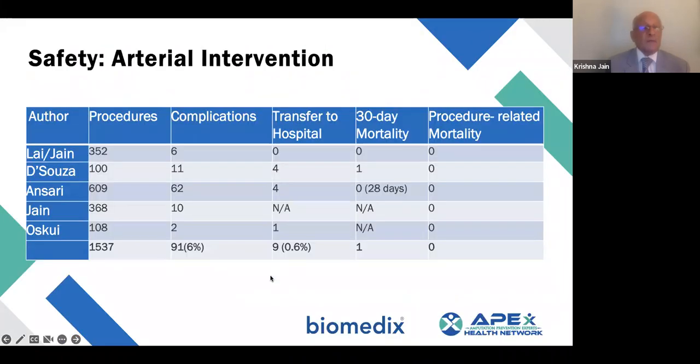So this is data for arterial intervention. The one on the top is our group, and the 4 other groups who had published data on arterial intervention. If you look at 1,537 procedures done, there was a 6% complication rate, only 0.6% transfer to hospital, which is quite phenomenal. 30-day mortality was 1 patient out of these 1,537 procedures died, but it was not due to a procedure-related mortality. So you can see how safe the care is in an office-based endovascular lab.